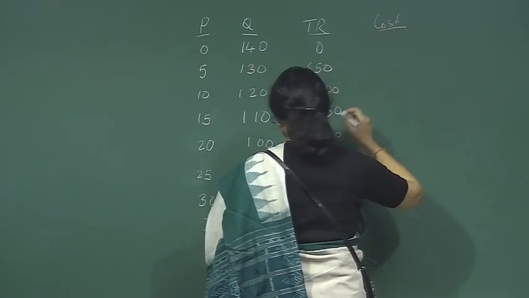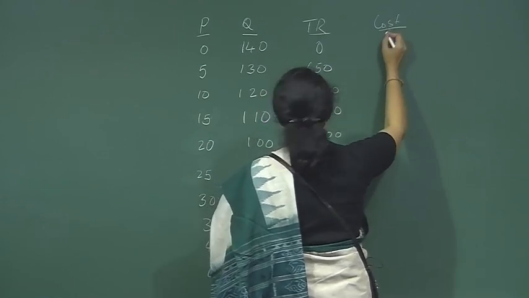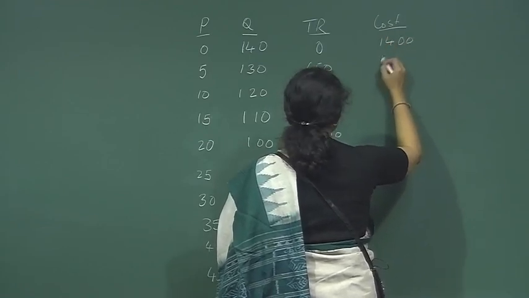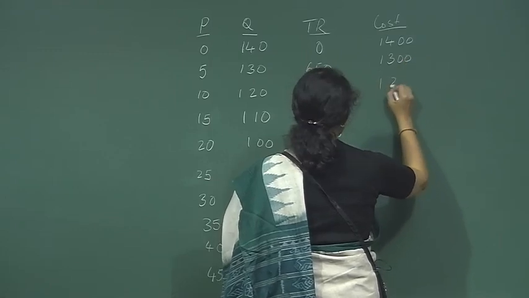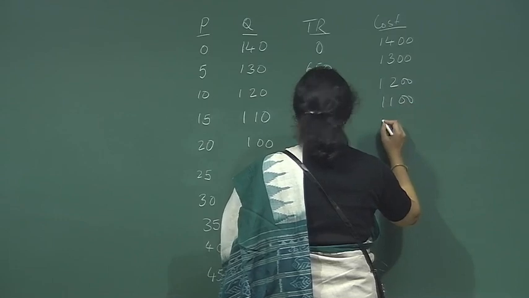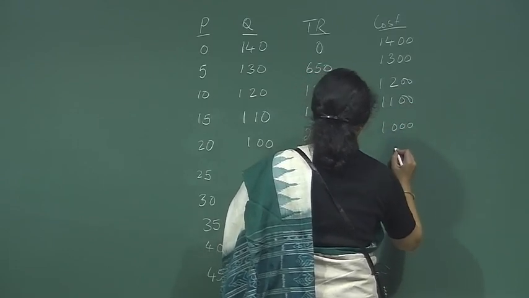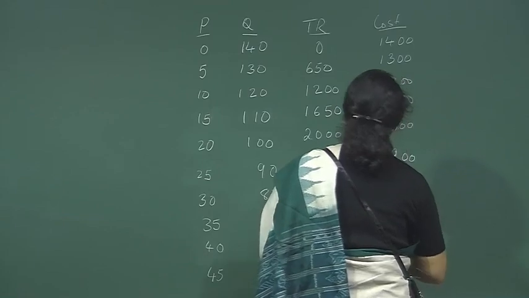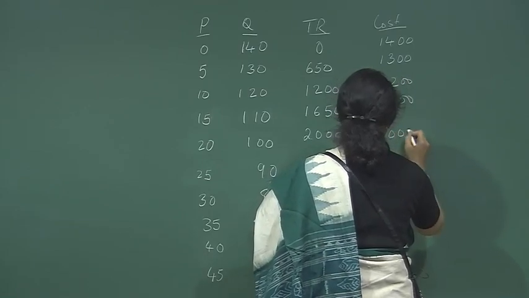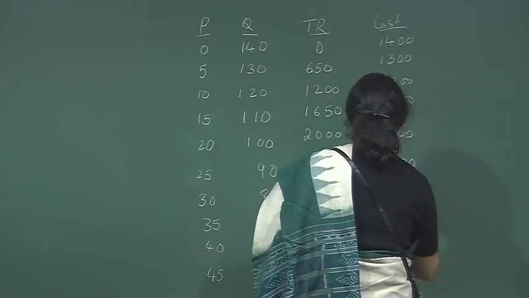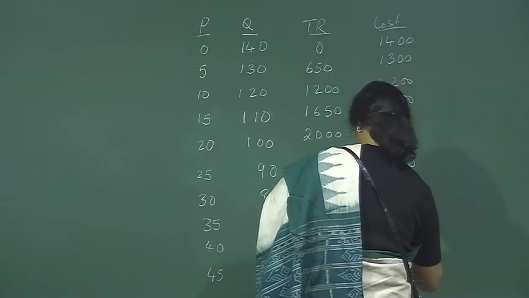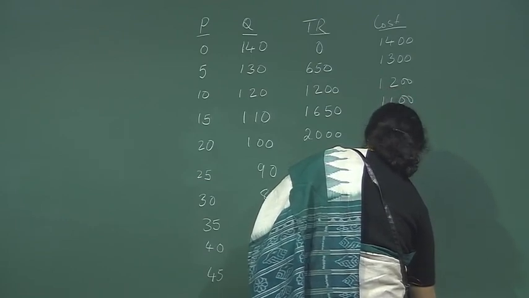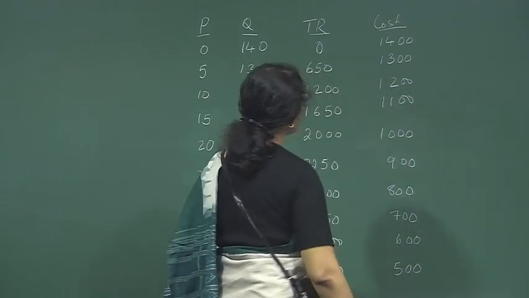Cost is, since marginal cost is fixed for every unit of output, so this is 1400, this is 1300, then 1200, then 1100, 1000, 900, 800, 800. So these are the total cost.